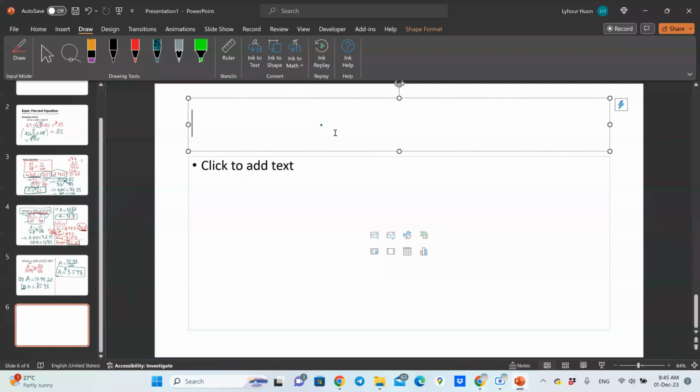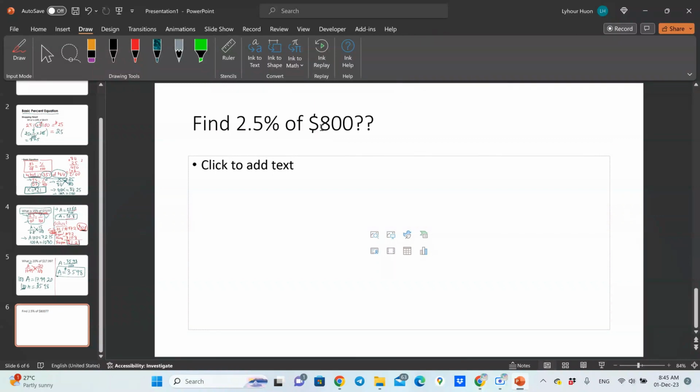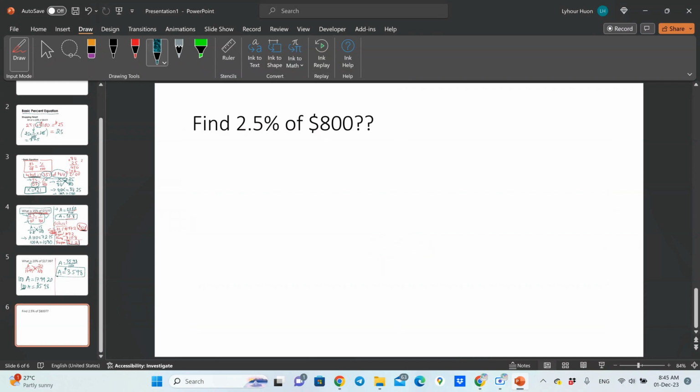Now, another problem: find 2.5% of $800. Sorry, like $800. My English sometimes is not flexible. Okay, so 2.5% of $800.